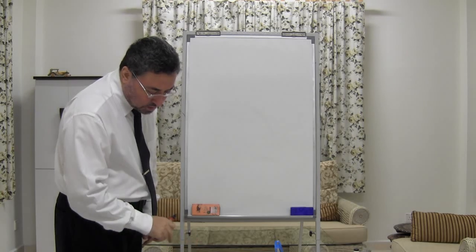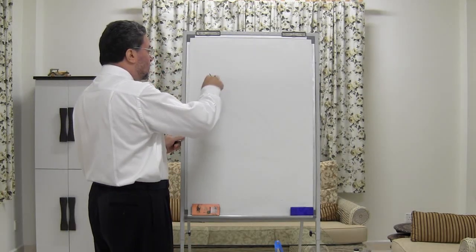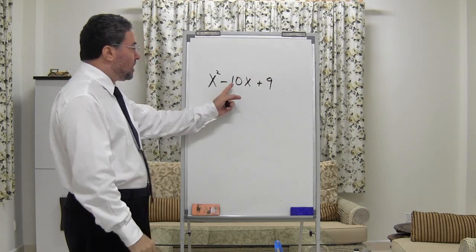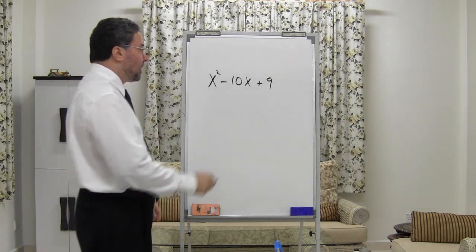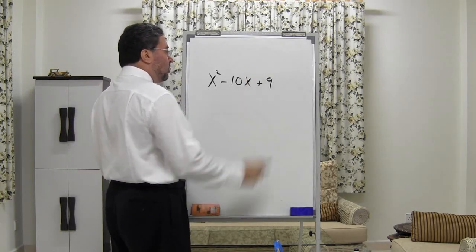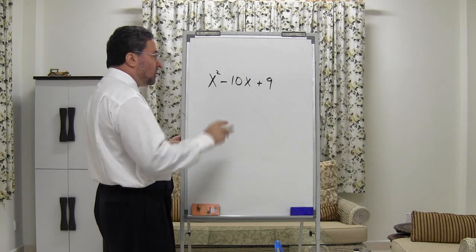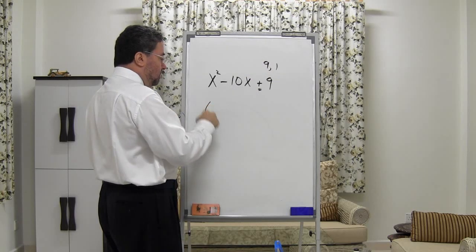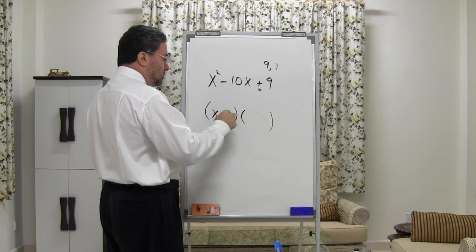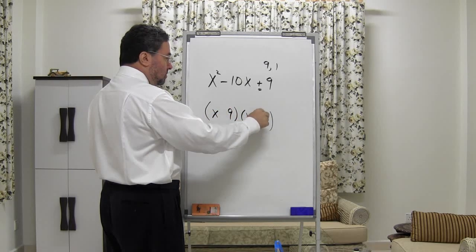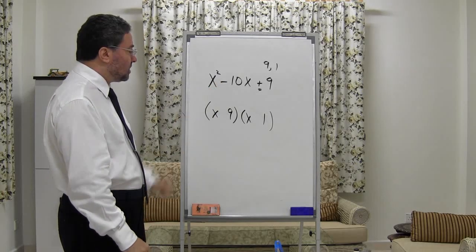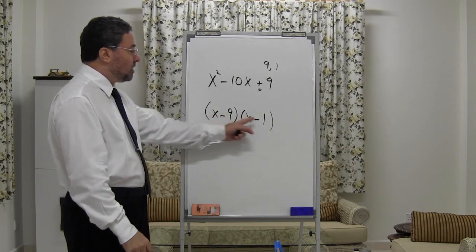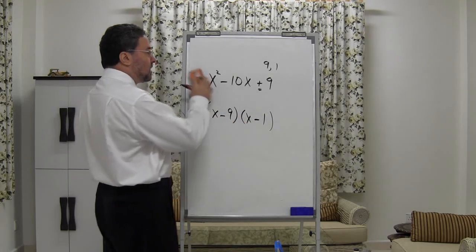Next is number 6, x squared minus 10x plus 9. Here this number is bigger than this number, and so we are looking for two factors of the number 9 whose sum is 10, because this is a positive product, and that will be 9 and 1. Now we look at this sign, and it is a negative sign. So this is a negative sum, and we put a negative sign in front of each of these numbers. And that's the answer.